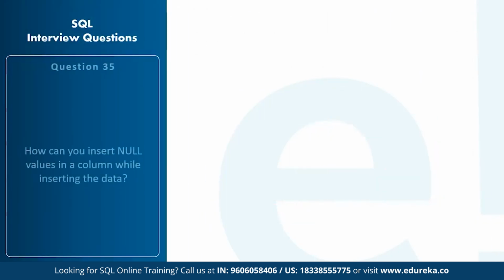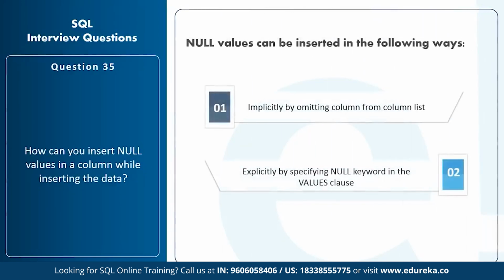Now let's move forward to our next question, that is how can you insert null values in a column while inserting data? Now to insert null values in a column while inserting the data, you mainly have two ways. That is either implicitly by omitting columns from a column list or explicitly by specifying the null keyword in the values clause. So guys, these are the two ways through which you can insert null values in a column while inserting the data.